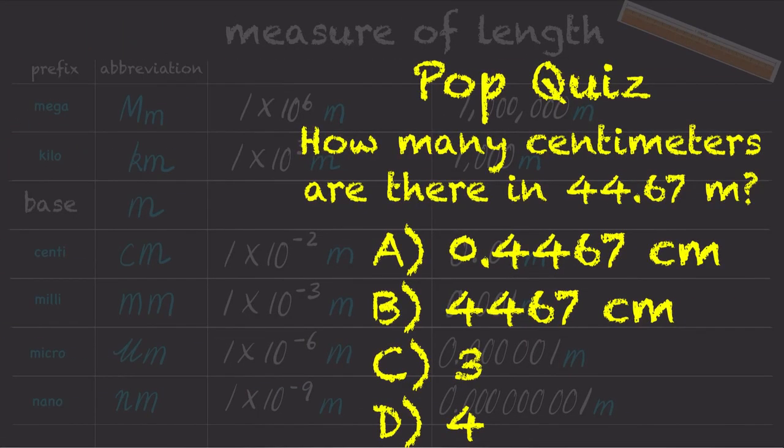How many centimeters are there in 44.67 meters? A. 0.4467 centimeter. B. 4,467 centimeter. C. 3. D. 4.